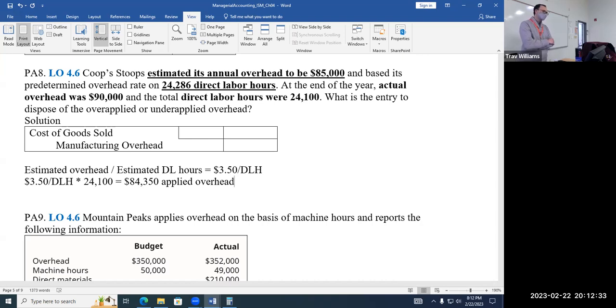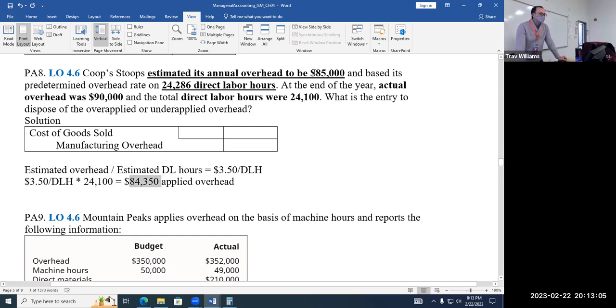In the examples we had earlier, we were working on one job at a time, right? We'd have to figure out what is our overhead allocation rate based on the estimates. We'd apply it for that particular job, multiplying the overhead allocation rate times whatever was the activity. The only difference here is we're doing the whole year's worth of activity at one time to get a total applied overhead. And it comes out to this 84,350.